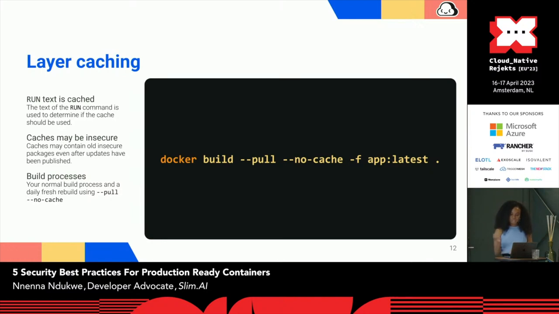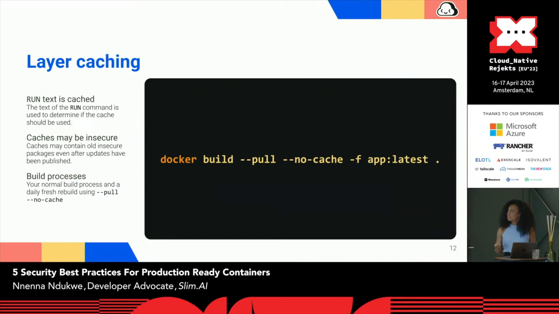The pull is going to pull the latest version of the Docker base image instead of the locally cached one. And the no-cache option will ensure that the additional layers in the Dockerfile get rebuilt from scratch instead of relying on the layer cache. If you add those arguments to the Docker build command for the new image, it'll have the latest system level packages and security updates.